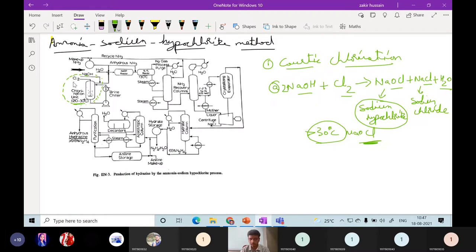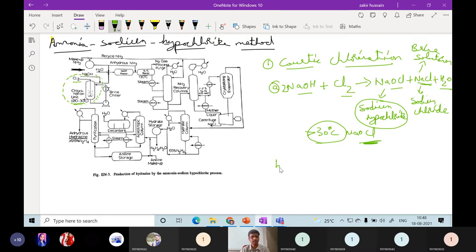So chlorine is going from here and the caustic is entering from the top. Both will go into the chlorination unit, and after that the product, sodium hypochlorite, will be sent here. The NaCl is a byproduct and will be sent to the brine chiller. NaCl is called brine solution. The brine solution is recycled back. So this is the first reaction which is carried out there.